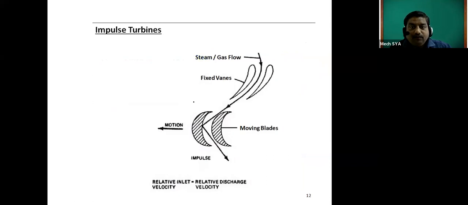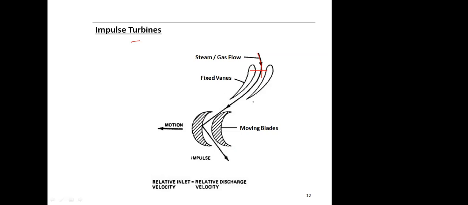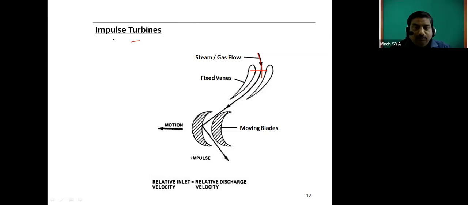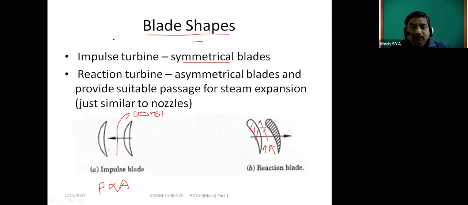So here steam or gas passes over fixed blades, vanes, in the impulse turbine. These fixed blades are acting only for directing the steam in case of the impulse turbine, because the passage area is remaining the same. Therefore it is acting as guide blades, the fixed vanes in the impulse turbine. So it is only guiding the steam to impact on the moving blade. Okay, that is the purpose of the fixed vanes or fixed blades in the impulse turbine. But in case of the reaction turbine, it is acting as a nozzle.